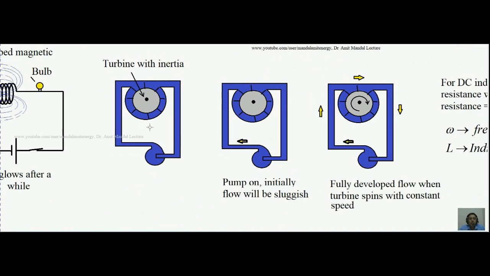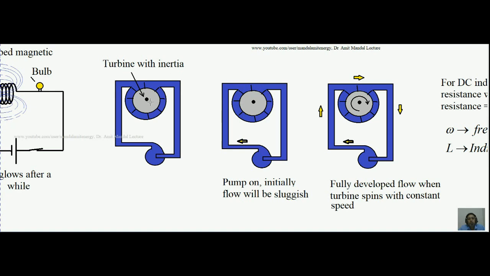You can see that this is the pump, this is the turbine in its casing, and these are the blades. You can see right now the pump is not working. Now the pump is on, so what will happen? The water will flow like this. Now it will hit this blade. So due to this, what will happen? It will start pushing this turbine to make it spin.